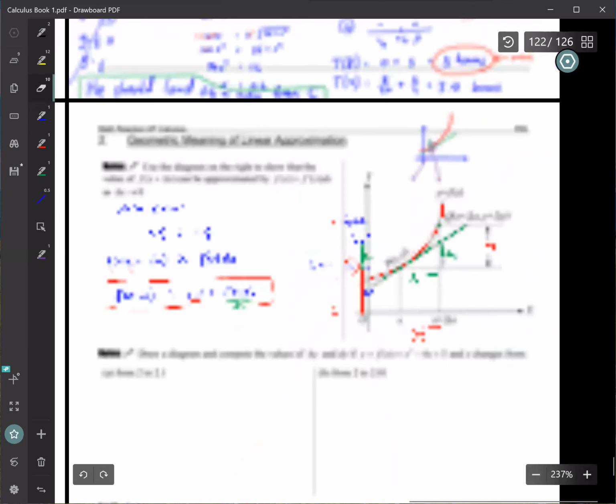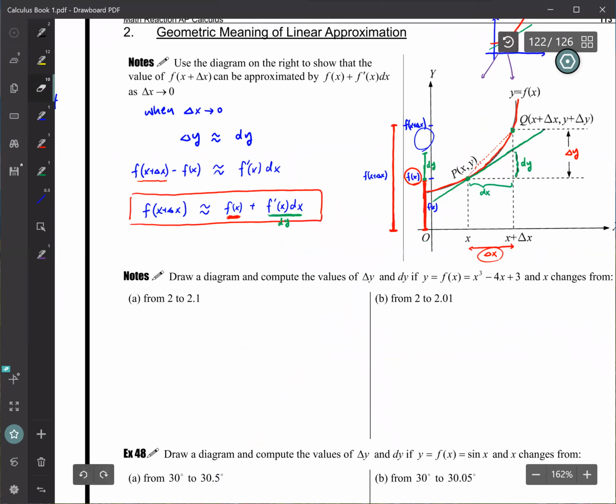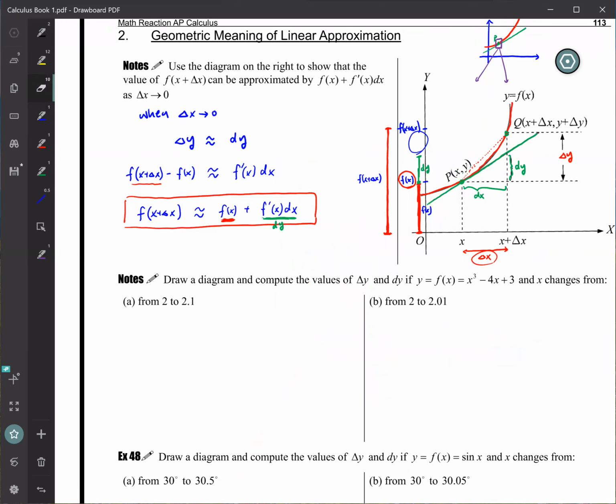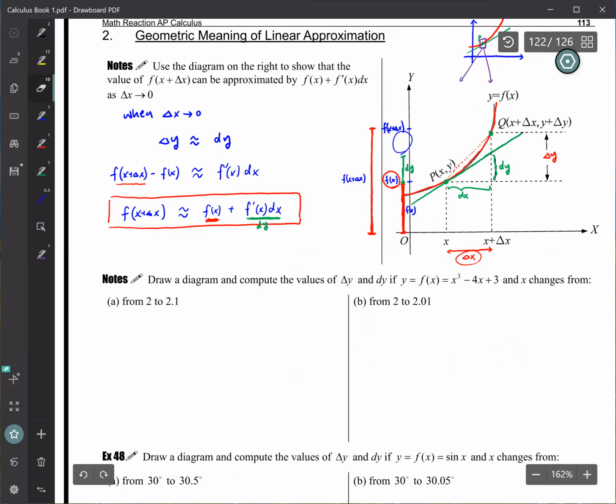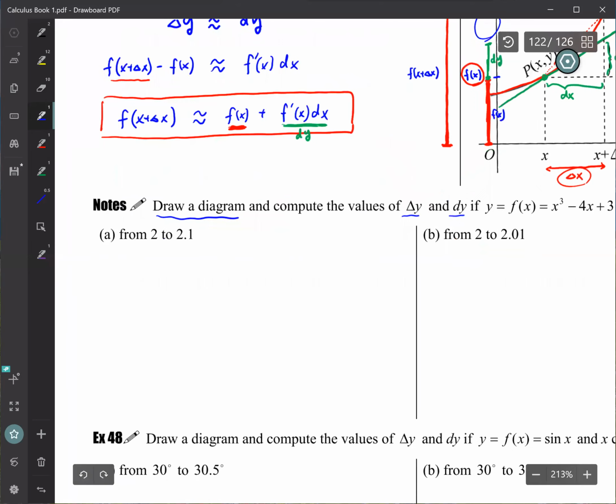Okay, so if there's no question, let's practice some easy questions first. Just learn to think about delta y and dy separately. Then we're going to draw a picture, draw the diagram here, find the value of delta y and dy, and then show how they are different as x changes. Here are the x values for question A. x is changing from 2 to 2.1. So this is the x, this is the x plus delta x. It goes out a little bit bigger.